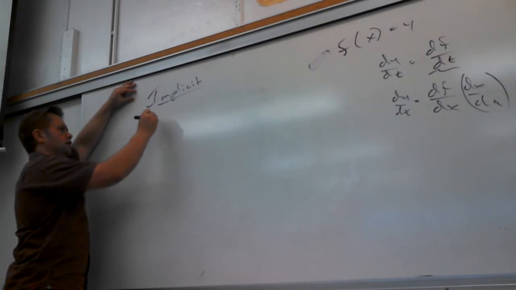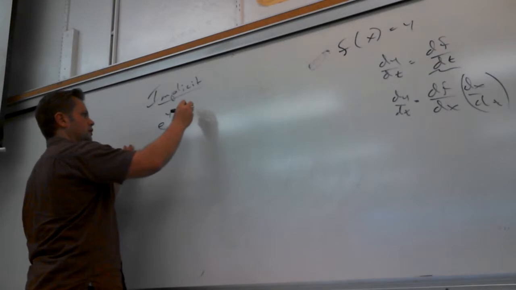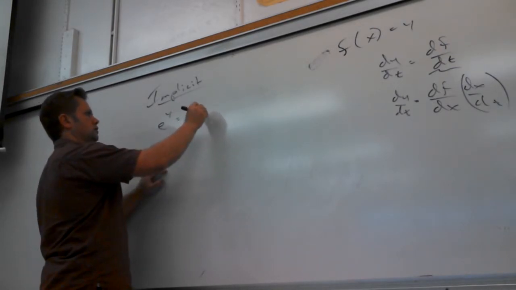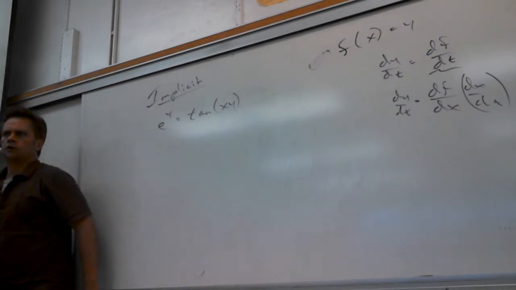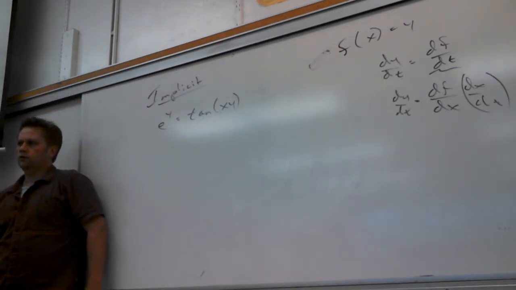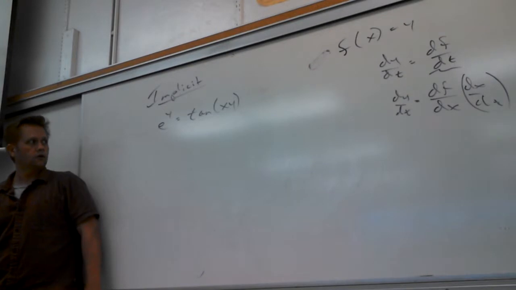So if I had, what you got, Jeff? e to the y equals tangent of x and y. I like it. Nice and gross.